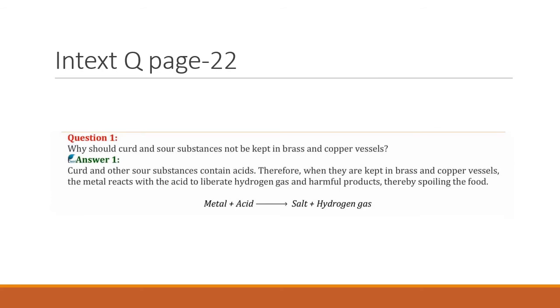Now the question from in-text questions, page number 22. Question number 1. Why should curd or sour substances not be kept in brass or copper vessels? Children, curd and other sour substances contain acids. Therefore, when they are kept in brass or copper vessels, the metal reacts with the acid to liberate hydrogen gas and form harmful products, thereby spoiling the food. So we should not store curd or sour substances in brass or copper vessels.